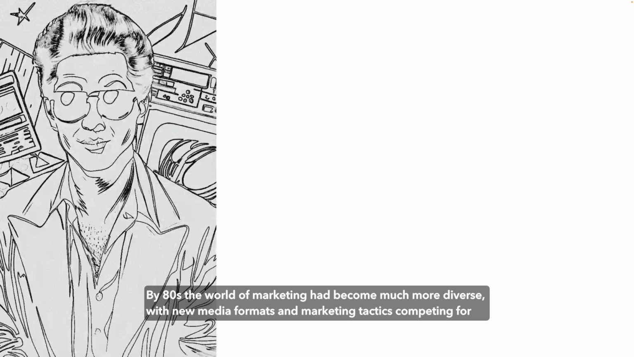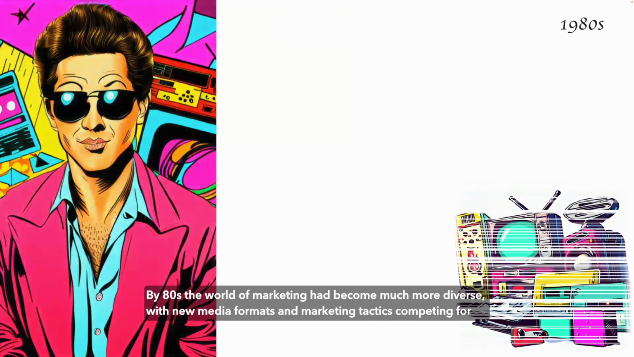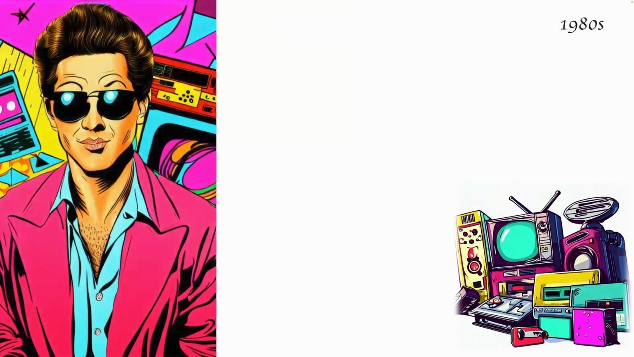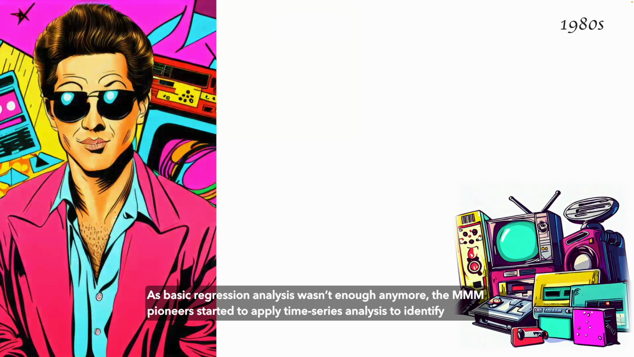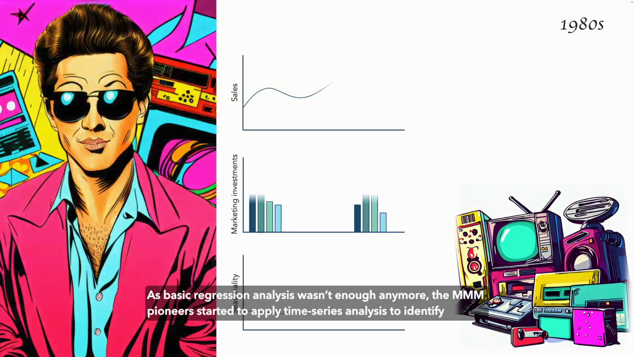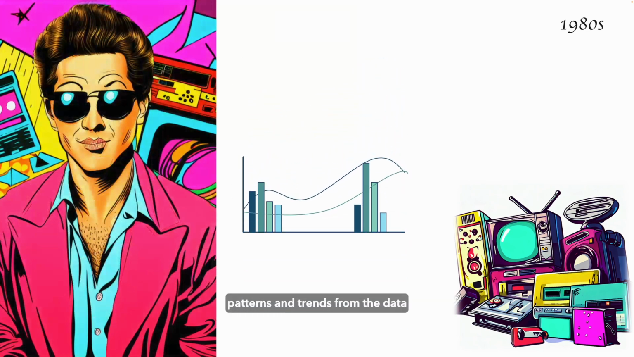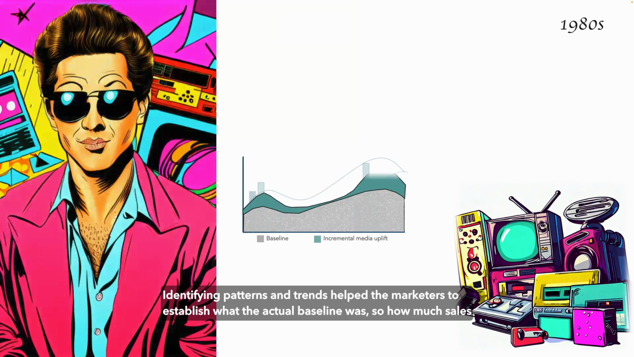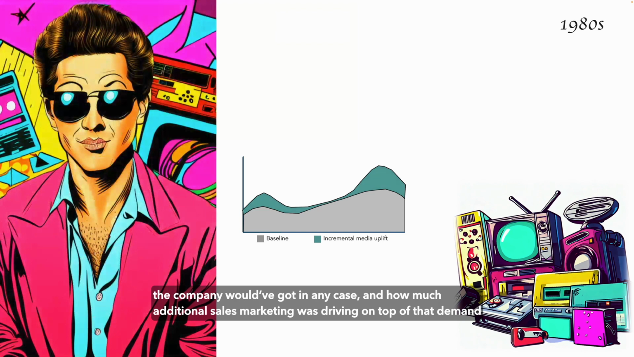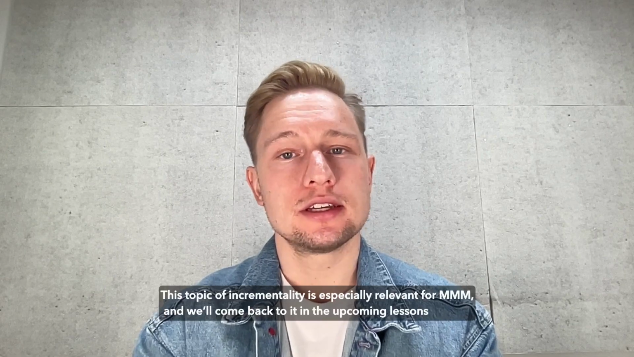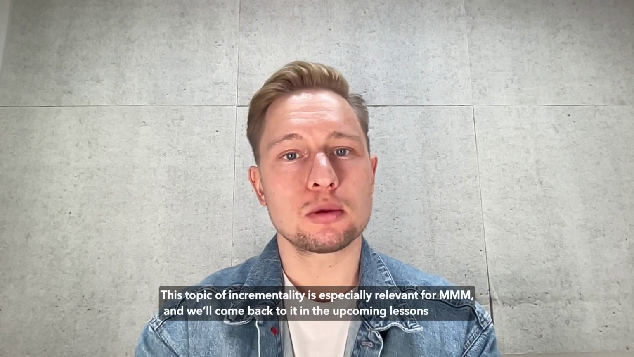By the 80s, the world of marketing had become much more diverse, with new media formats and marketing tactics competing for the attention of the consumers. As basic regression analysis wasn't enough anymore, the MMM pioneers started to apply time series analysis to identify patterns and trends from the data. Identifying patterns and trends helped the marketers to establish what the actual baseline was, so how much sales the company would have got in any case, and how much additional sales marketing was driving on top of that demand.